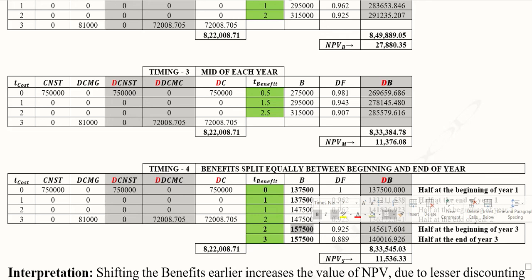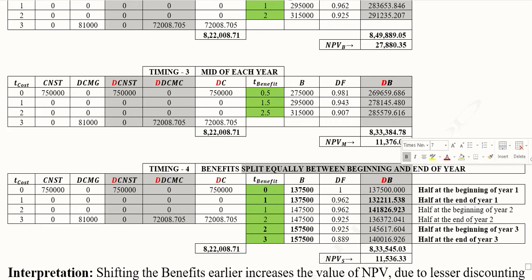So this half will happen in the beginning of the third year and the remaining half will occur at the end of the third year. So this is how the benefits are split equally between the beginning and the end of each year. The remaining process would be in accordance with the standard procedure.